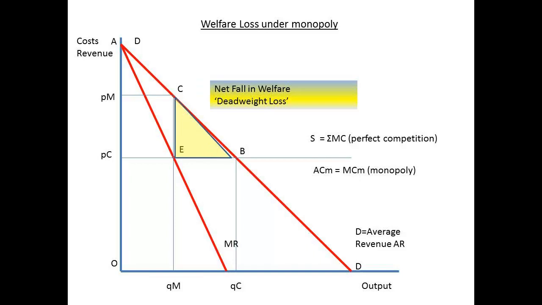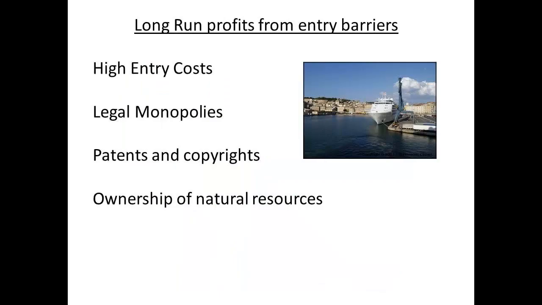This leaves the remaining area of triangle CEB. This represents a net fall in welfare and is referred to as deadweight loss. This is still misleading since it ignores welfare in terms of equity. What are the advantages of a monopoly?